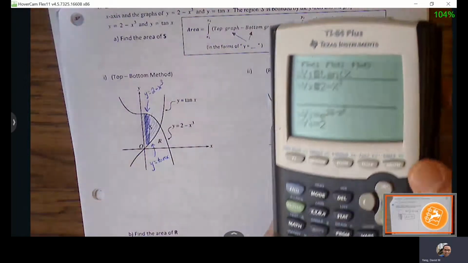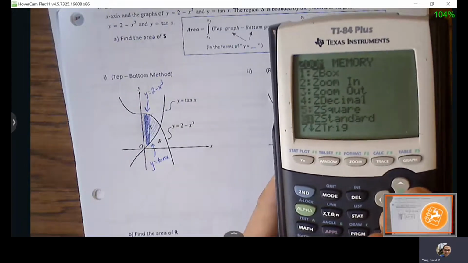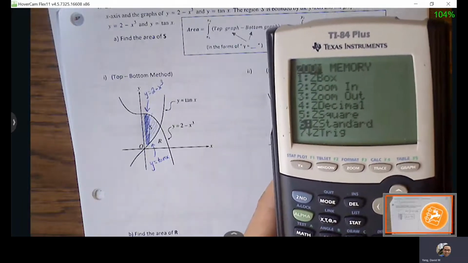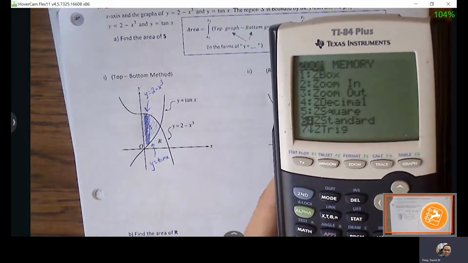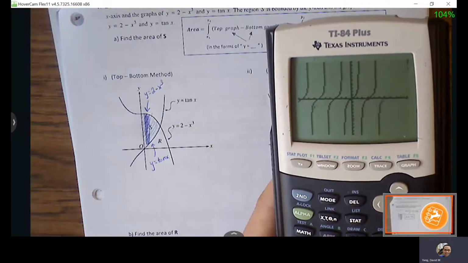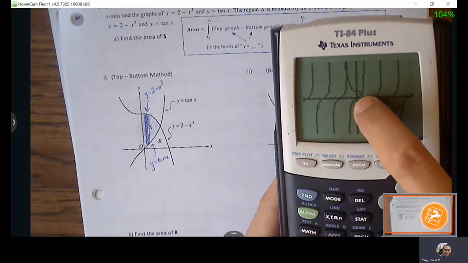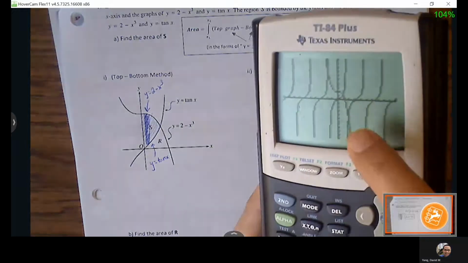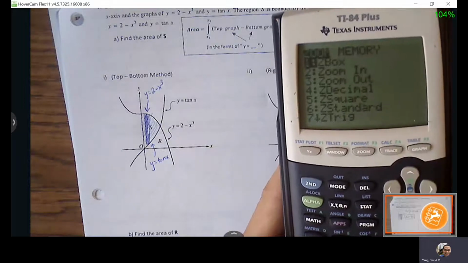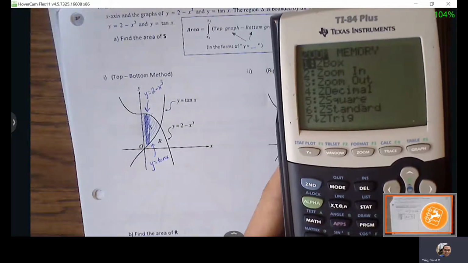Next up, you're going to go to Zoom and do Zoom 6. Zoom 6 will give you a standard window. It may not get you where you want to be, but at least it gets you a starting point. We're zoomed out way too far, but we have an idea where to target. We want a better view of that region. So you're going to go to Zoom and choose Zoom box. You're going to draw a box around the region that you care to look at more closely.